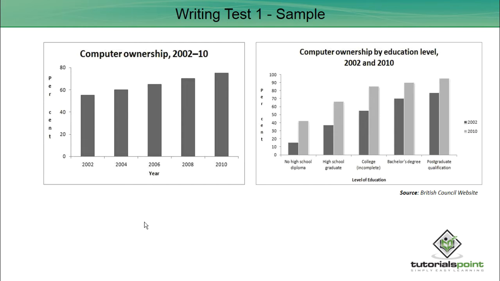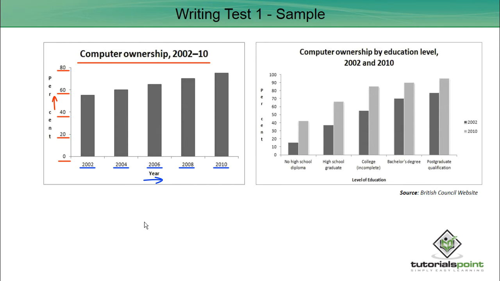So this is how the graph looks, what they have given. Following our 4-step method for writing, you have to begin with studying the graph and understanding all the material given on the graph. To begin with, the first graph says computer ownership 2002 to 2010, and then you have the percentage on one axis and the year on the other axis, and the years are 2002, 2004, 2006, 2008 and 2010. And the percentage is 0, 20, 40, 60 and 80.